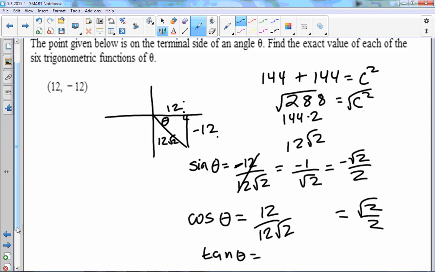All right, tangent is what? Opposite over adjacent, so it would be negative 12 over 12, which is just negative 1.